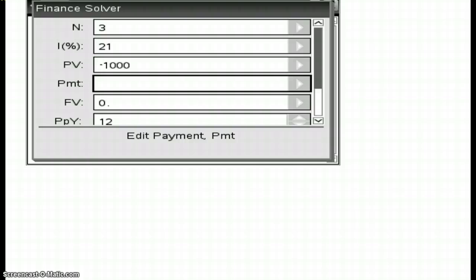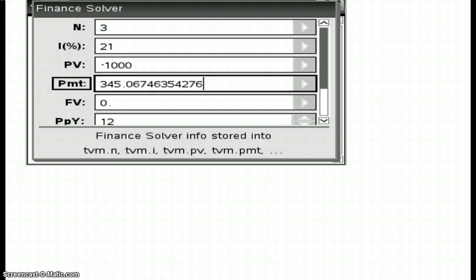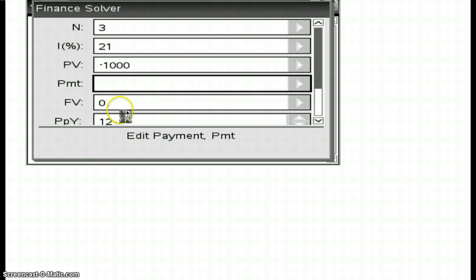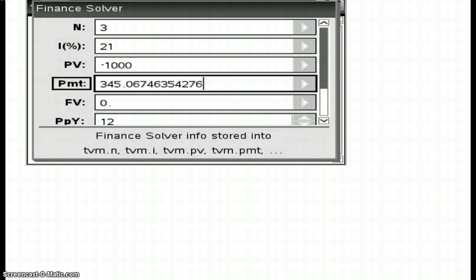Okay, so we look again. Before we get here, let's go down and notice I left payment blank, future value 0, and then enter 12 here where it says payments. So I came back up to the section that said payment, and I'm going to hit enter, and the calculator is going to give me $345.067.